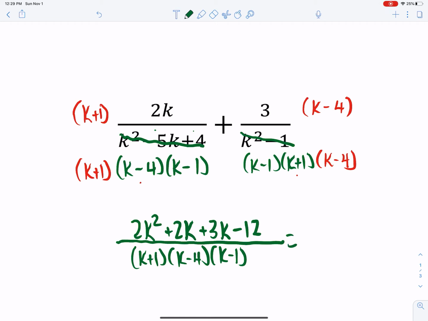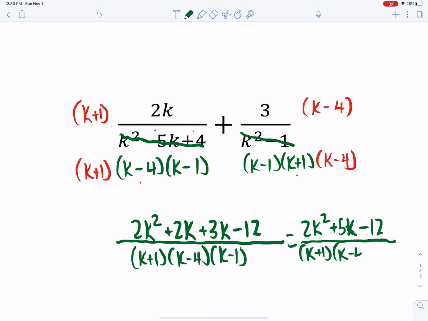Now combining the like terms on top, we have 2k squared plus 5k minus 12. On the bottom, we still have the same thing, k plus 1 times k minus 4 times k minus 1, like that. All right, oh boy, now we need to see if we can factor that top part there, 2k squared plus 5k minus 12. Let's see. It looks like you can.